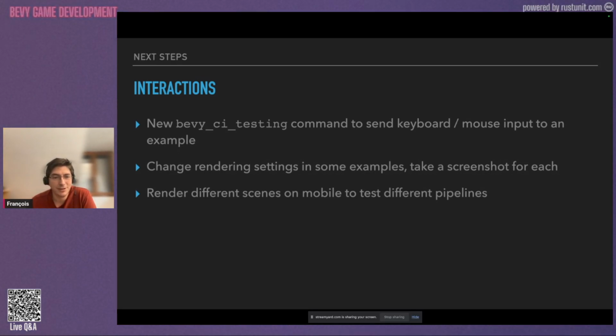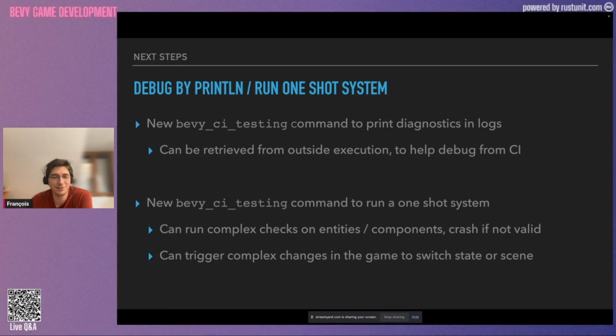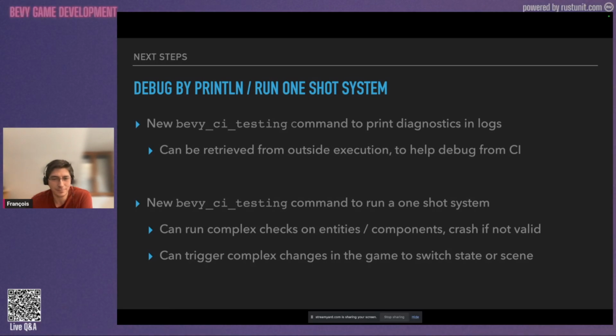It would also allow me to test different scenes on mobile, because we have only one example. So the goal would be to have different pipelines and maybe a 3D scene, a 2D scene, something with different lights, to be able to test all that on mobile. More features that I want to add to the Bevy CI testing feature: a command to print diagnostics, because when it's crashing in CI, it's not always easy to find why. So yeah, being able to print debug values would be very useful.